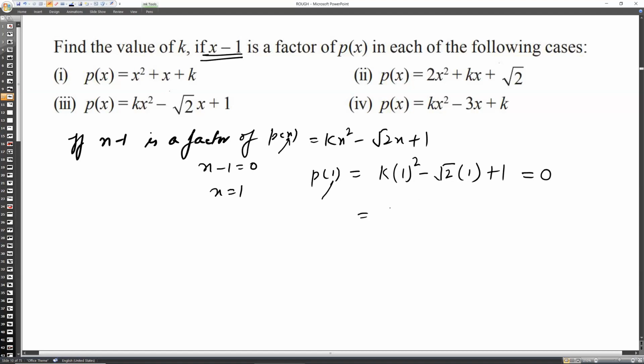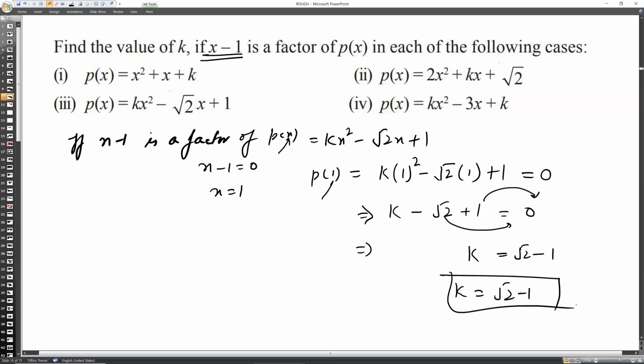So you will get k minus root 2 plus 1. What value of k do you put here so that the whole term becomes 0? For example, if you put k as root 2 minus 1, then minus root 2 plus 1 will cancel out, and you will get 0. So you take this 1 to that side, you get minus 1, and you take this root 2 to that side, you get plus root 2. So k is root 2 minus 1.